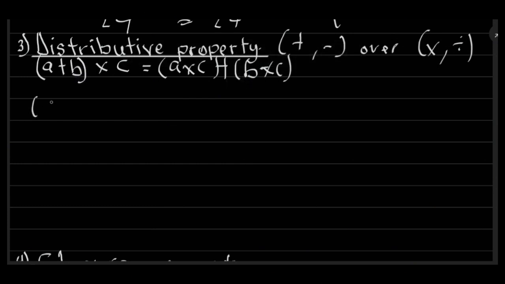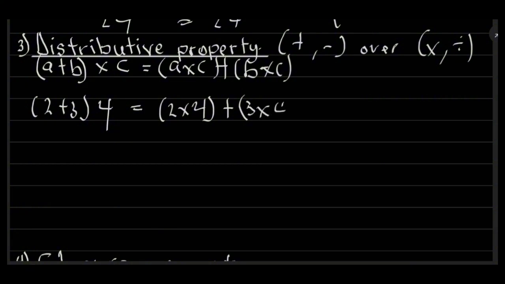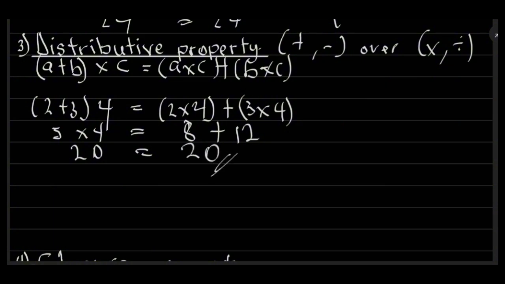So let's assume we have (2 plus 3) all multiplying 4. The multiplication will not always be written. It could be written as 2 times 4 plus 3 times 4. Let's solve the left hand side first. This would give us 5 times 4, and that will be 20. And on the right we are going to have 8 plus 12 here, and that also gives us 20. So that is what we mean by distributive property.